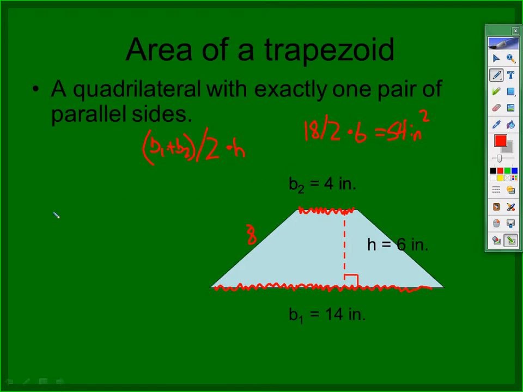So all written out, I would have base 1 plus base 2 divided by 2, which gives me the average, and then I'm going to multiply it by the height. And I personally like to work through these step by step and do them mentally. So again, I would do 18 divided by 2 is 9, 9 times 6 is 54.